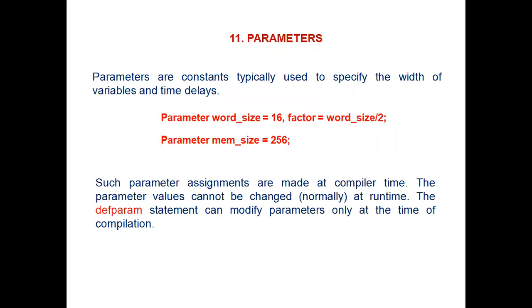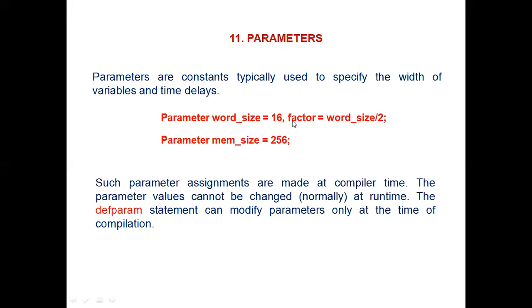So next one is parameters. Parameters are constants typically used to specify the width of variables and time delays. Now we'll see the example. parameter word_size = 16. That means we are mentioning the word size as 16 by using this parameter.